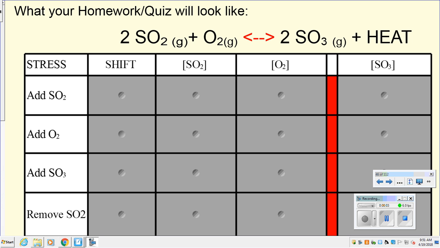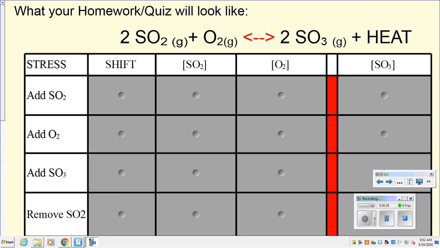Hi, in this flip video I'm going to go over the workshop on page 18, which is a Le Chatelier's principle workshop. This is great preparation for your homework and for the quiz that you're going to have in class on Le Chatelier's principle. What we're going to be looking at here is the reaction at the top and how these different changes are going to affect it. You have to be able to do the direction of shift and also talk about increases and decreases in concentration.